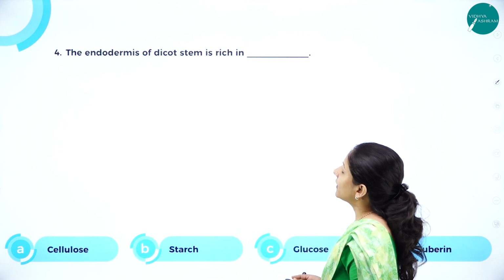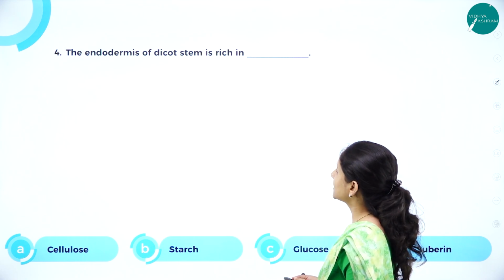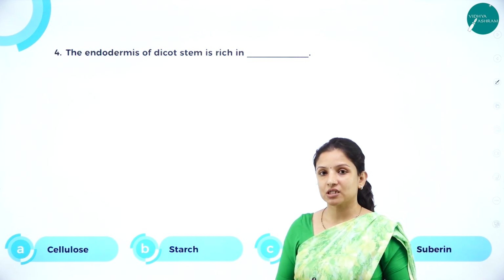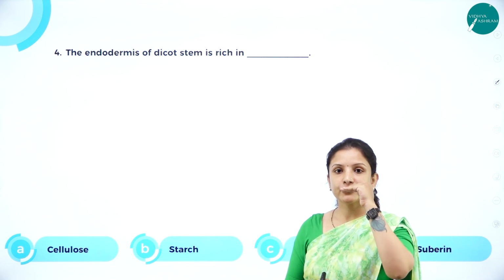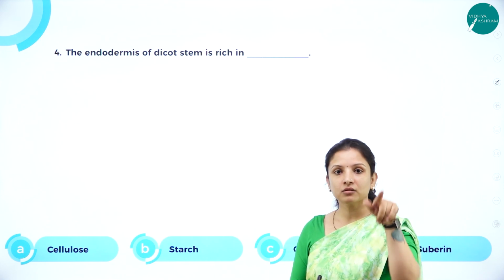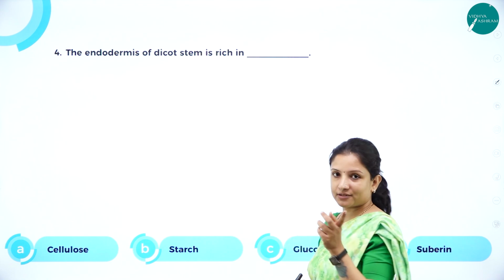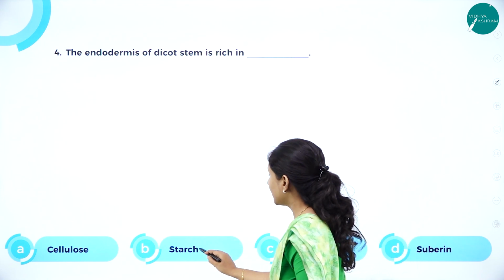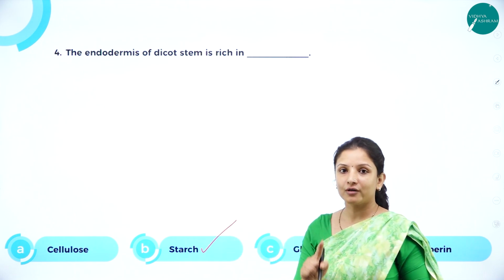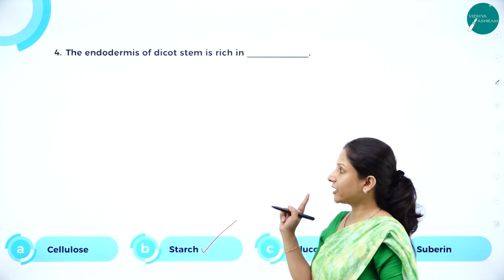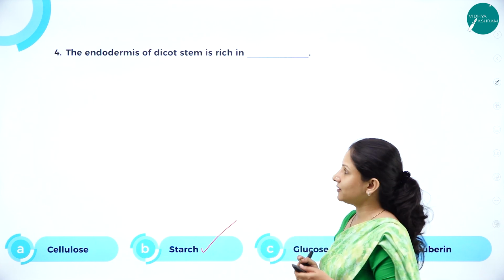Next question. The endodermis of dicot stem is rich in dash. So endodermis is the region that is present below the cortex, which forms the inner covering in the stem. So what is it rich in? It is rich in starch, and that is why it is also called starch sheath. So therefore option B is the right answer here.